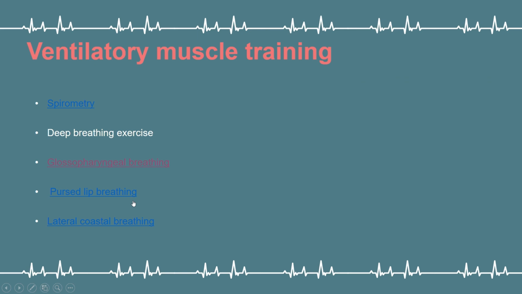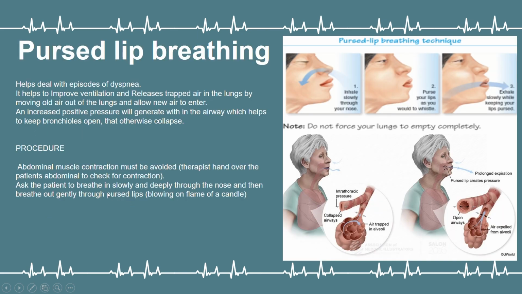So, breathe slowly and deeply through the nose. Now, purse your lips as if to whistle. Breathe out through the lips. This helps with ventilation and releases trapped air. Because of this, positive pressure is generated, which keeps the bronchioles open and prevents them from collapsing.